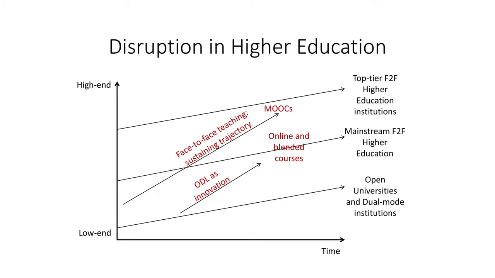Now, if we use Christensen's disruptive innovation model in higher education, we find open and distance learning as the real innovation at the bottom of the pyramid that continues to challenge mainstream face-to-face higher education. ODL as an innovation is now manifesting itself as online and blended learning. MOOCs, another form of distance education, embraced by top research universities, is now challenging traditional ODL. So ODL, the initial disruptive innovation, is now being disrupted. So how can we reclaim our leadership in this field?